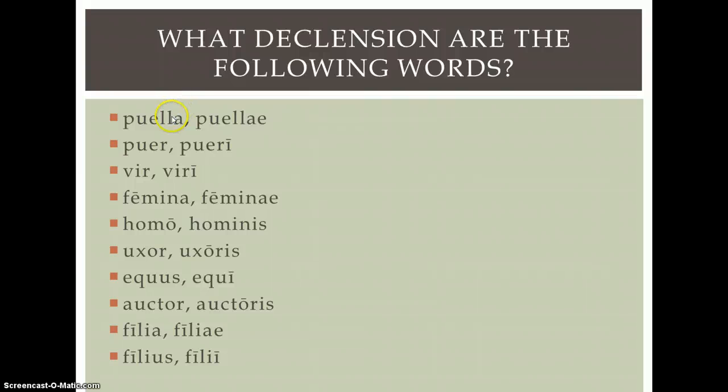So why don't we write down the following words, and then next to them tell me what declension you think each of these words is. What declension do you think puella, puellae, girl is? Puer, pueri, boy. Vir, viri, man. Femina, feminae, woman. Homo, hominis, human being. Uxor, uxoris, wife. Equus, equi, horse. Auctor, auctoris, author. Filia, filiae, a daughter. Filius, filii, a son.